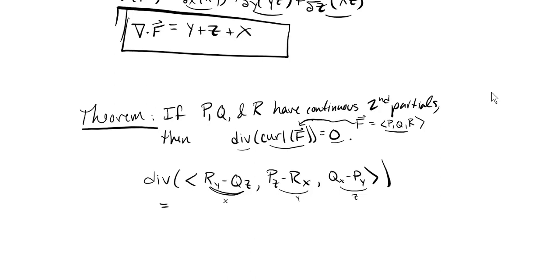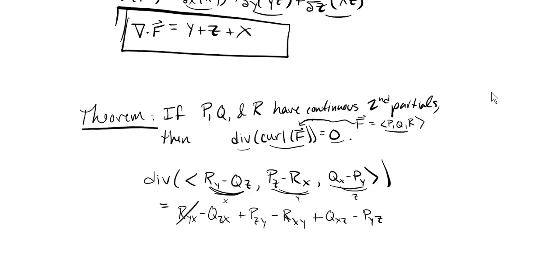The first component here with respect to x gives me ryx minus qzx. Second component here says add on pzy minus rxy. And the last component here is saying add on qxz minus pyz. Do we see any cancellation?